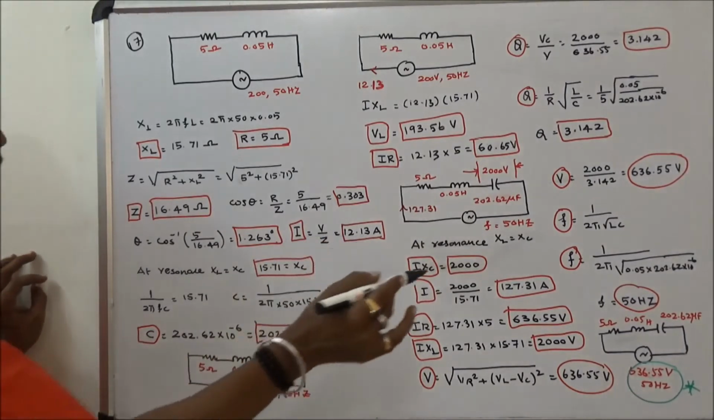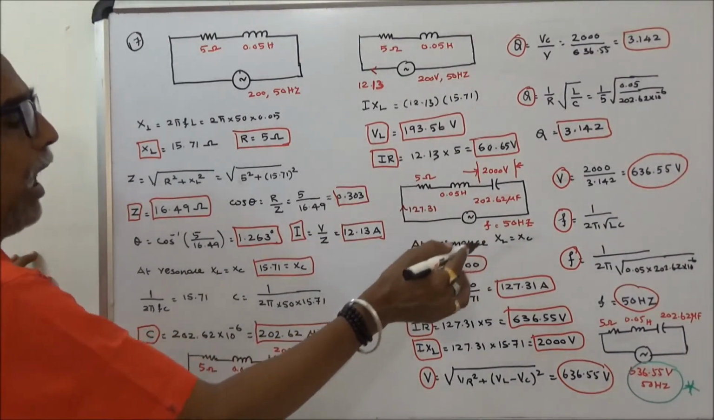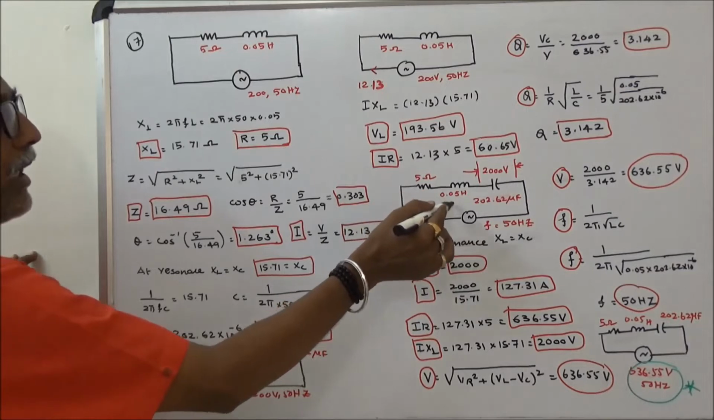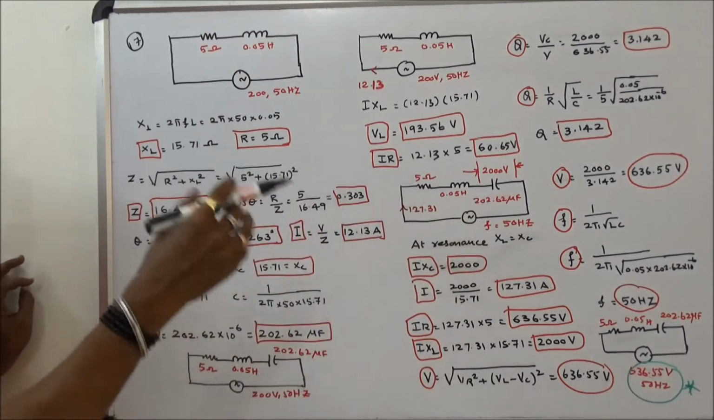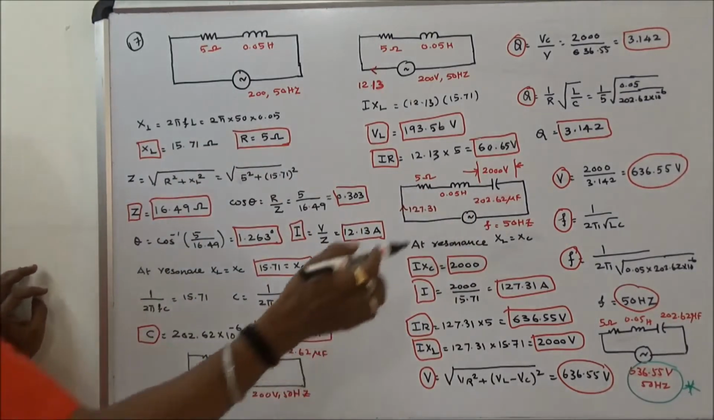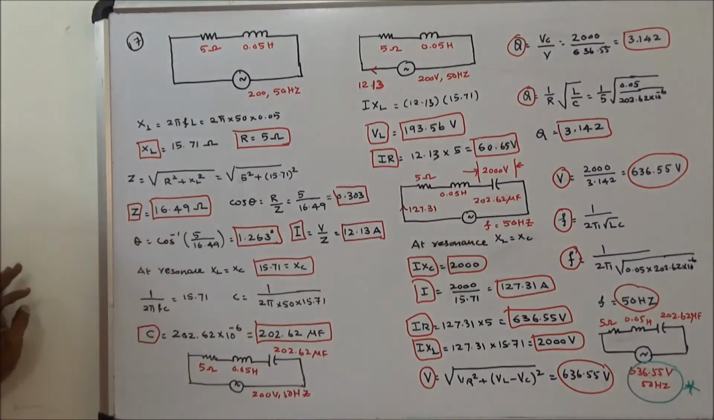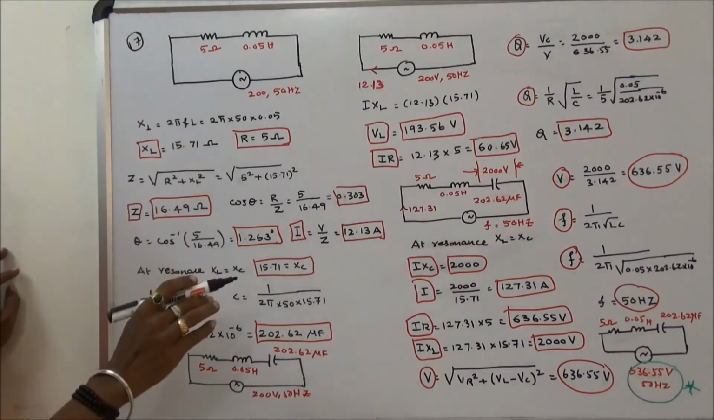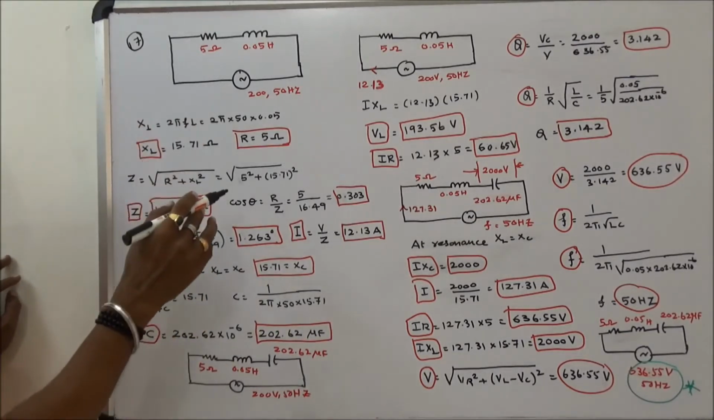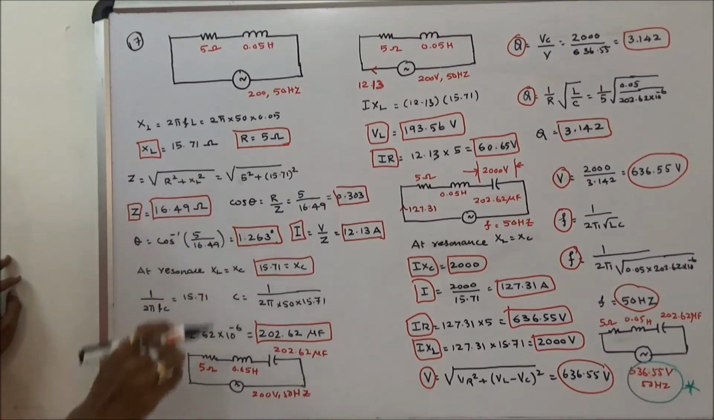So I don't want to alter the resonance frequency. I don't want to alter the resistor, inductor and capacitor. I only want to increase the voltage to get 2000 volts. What is the voltage? That is the question. So first question is, calculate the impedance, power factor, current.